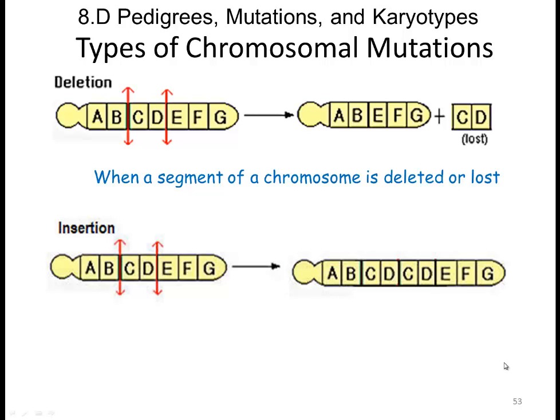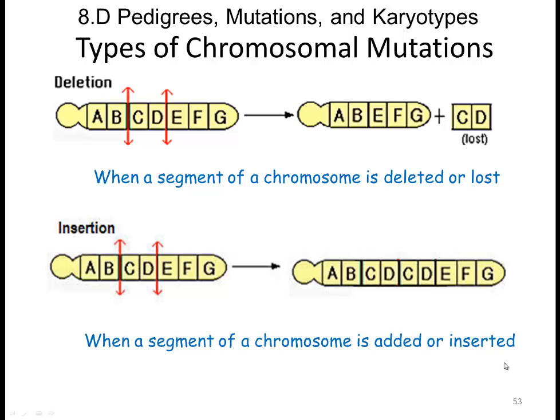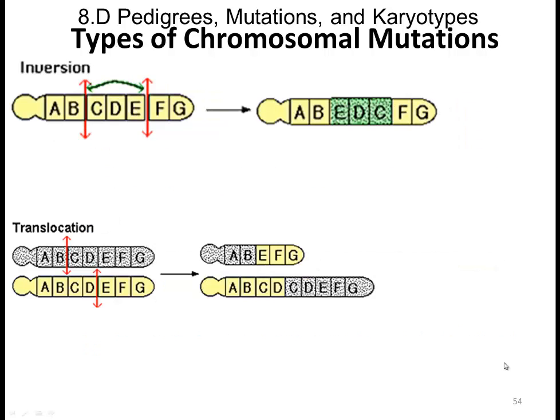And this is when a segment is deleted or lost. This is when we add it or insert it. Then we have what's called an inversion, where the CDE flip. Instead of an ABC, we have an ABE. Instead of a DEF, we have a DCF. And that could again change the proteins.